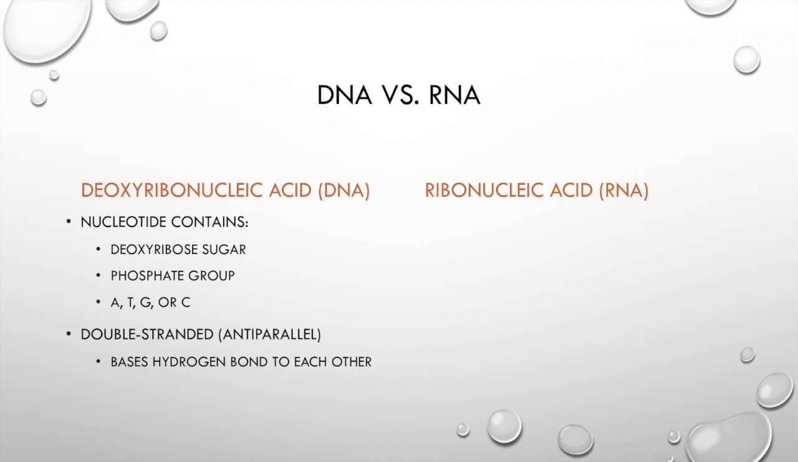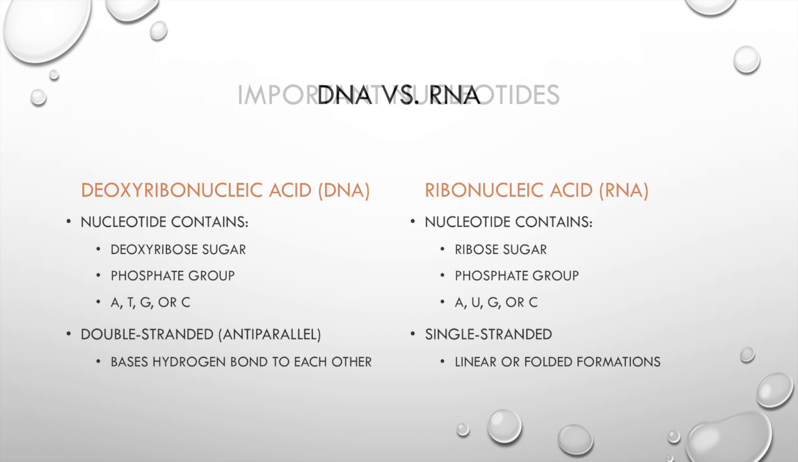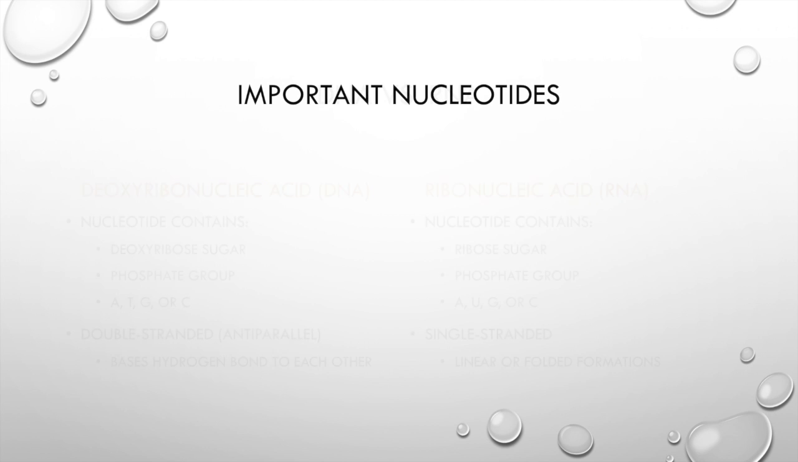Whereas in RNA, its nucleotides contain the ribose sugar, a phosphate group, and one of the 4 bases, either adenine, uracil, guanine, or cytosine, and since it is single-stranded, it forms short linear forms as well as structures that fold back on themselves in clover or hairpin formations.